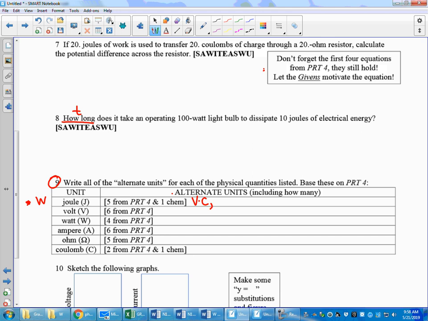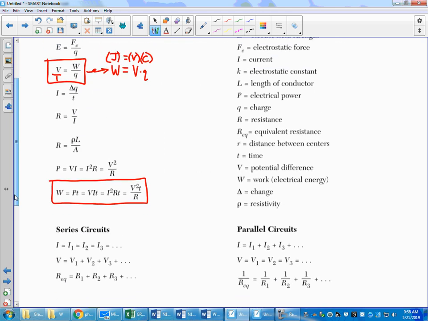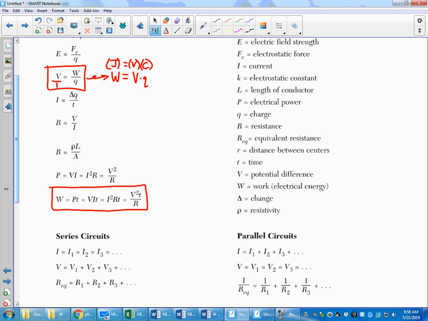Then there are other answers. Here's how the process works. Work is also, looking down here, power times time. So power, we know, comes in watts, time comes in seconds. So the watt second is an option. It's also equivalent to VIT. Well, V is volts, I is current, which is amperes, T is seconds. So this is also equivalent to a volt, ampere, second.